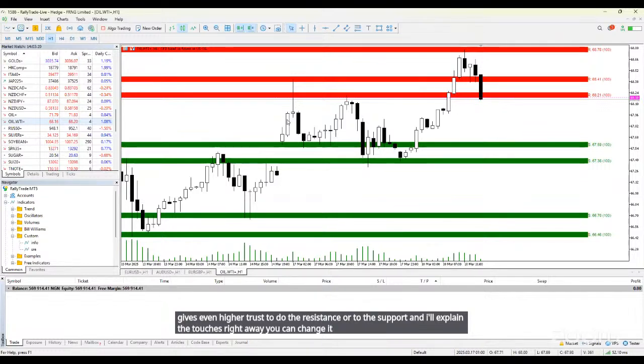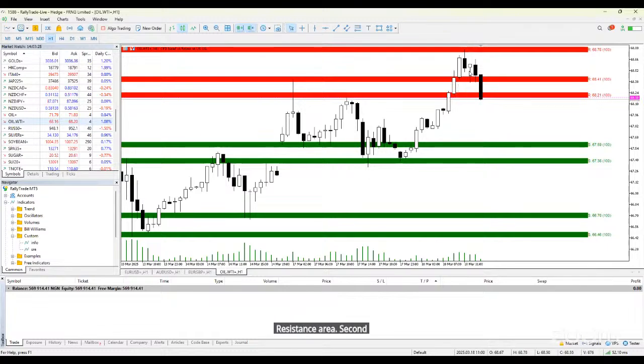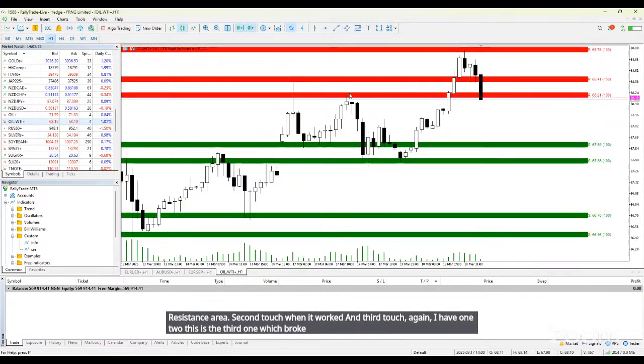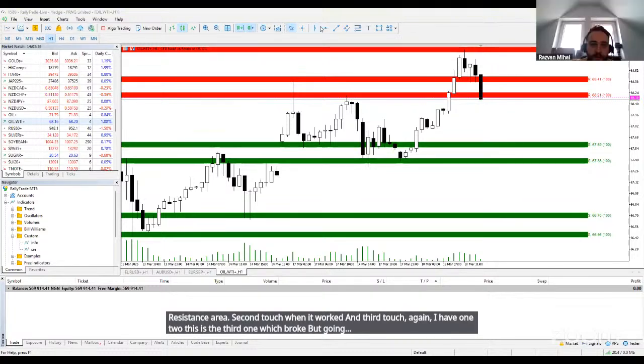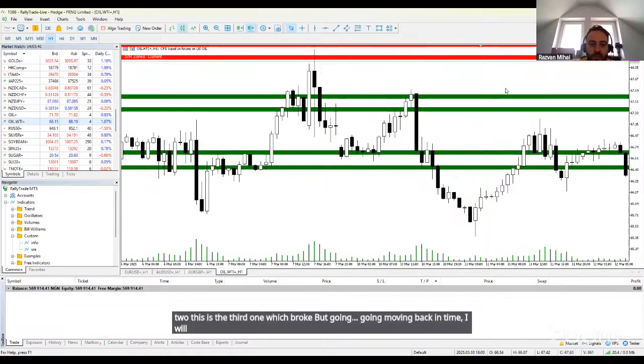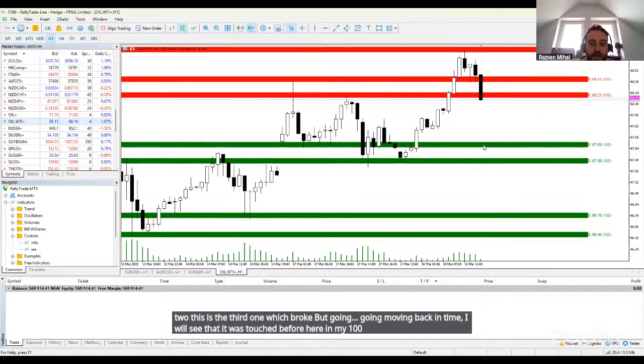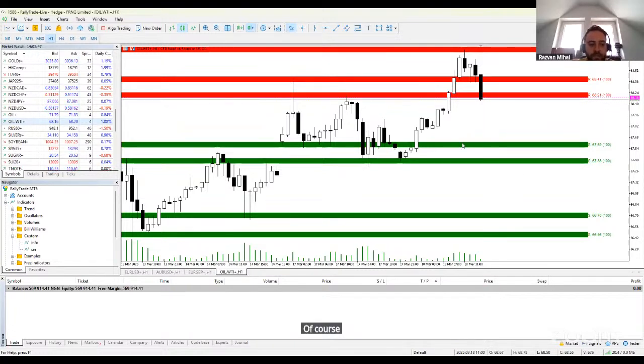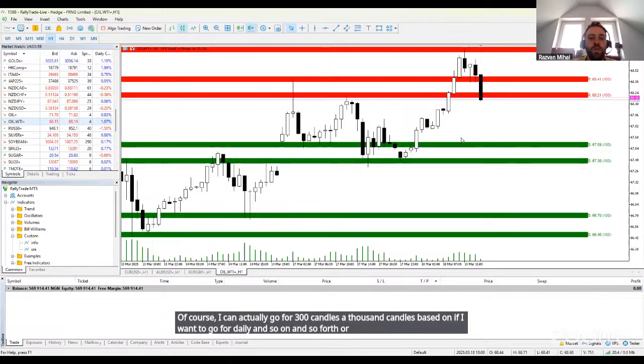So one touch is basically when the price got into that resistance area. Second touch, when it worked. And third touch, again, I have 1, 2, this is the third one, which broke, but moving back in time, I will see that it was touched before here in my 100 candles period. Of course, I can actually go for 300 candles, 1,000 candles, based on if I want to go for daily and so on and so forth, or trends which did not reach that level in the near future.